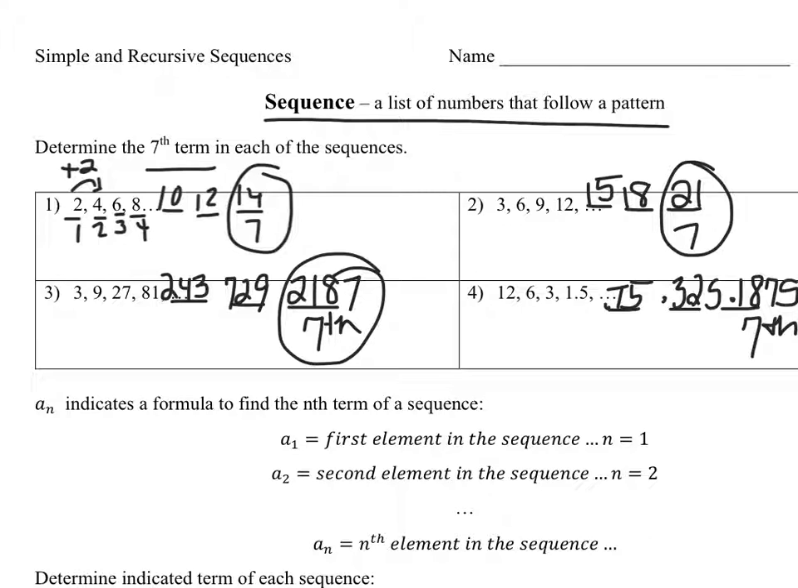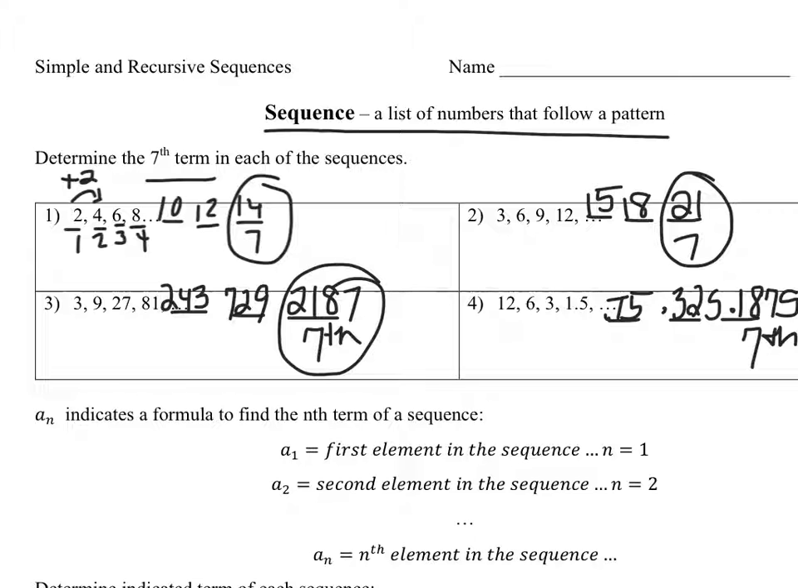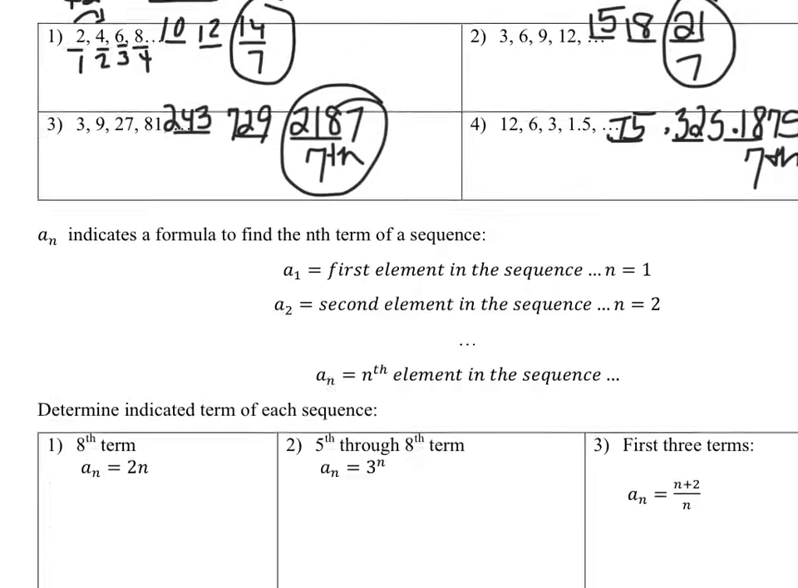Alrighty, so we have the following. 21 is the 7th term here. 2187 is the 7th here. For this one, we multiplied by 3 to get to the next term. And here we divided by 2, or multiplied by a half if you want to get all technical, to get 0.1875. These are considered recursive because to get from one to the next, you need to know the one before. But there's a different kind of sequence.